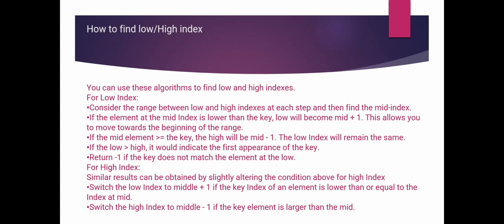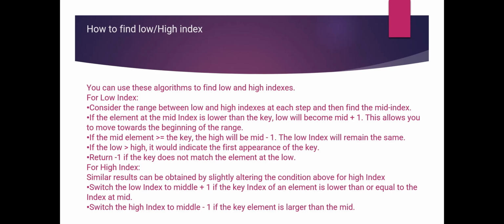62. How to find low/high index. You can use these algorithms to find low and high indexes. For low index, consider the range between low and high indexes at each step and then find the mid-index. If the element at the mid-index is lower than the key, low will become mid plus 1. This allows you to move towards the beginning of the range. If the mid element is greater than or equal to the key, the high will be mid minus 1. The low index will remain the same. If low is greater than high, it would indicate the first appearance of the key. Return -1 if the key does not match the element at the low.